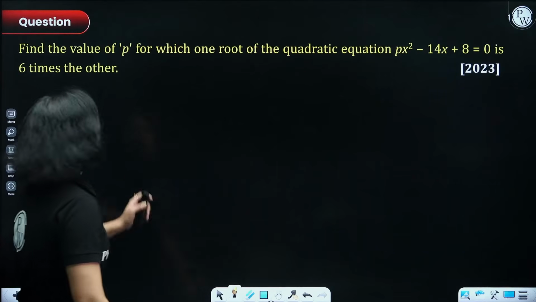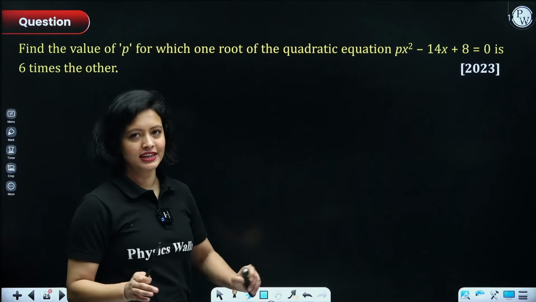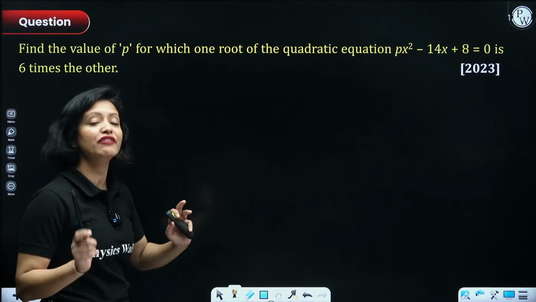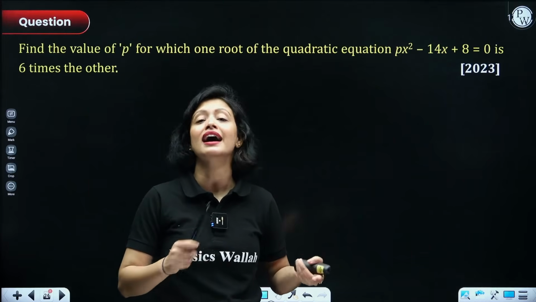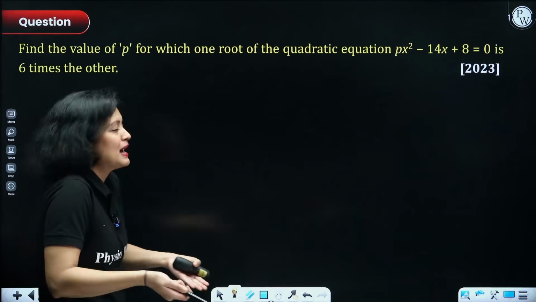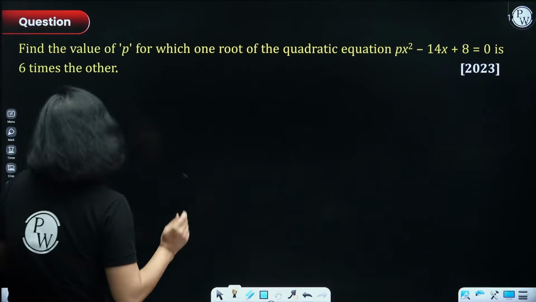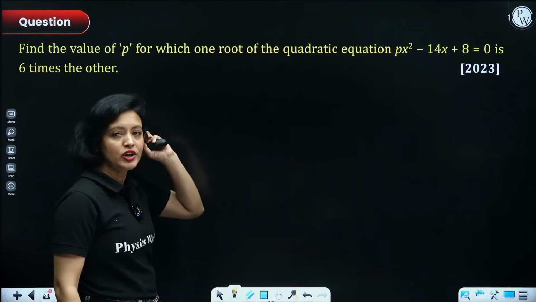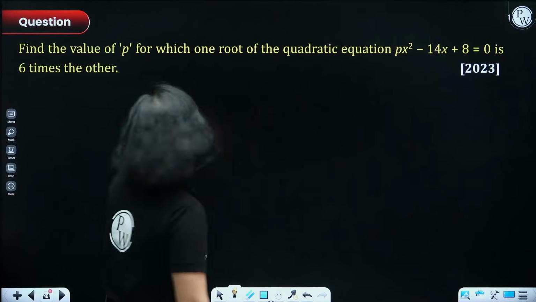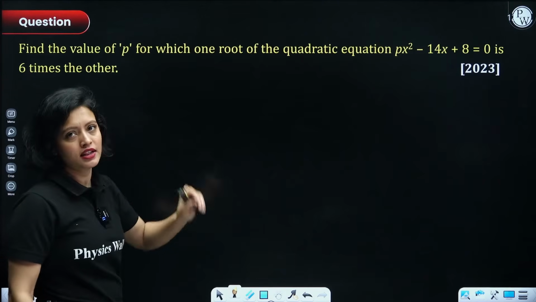Okay, now a pretty basic question, guys. It came in 2023. In fact, this question has come again and again in board exams. Again, a repeated question of board exams. So please pay attention, and a very easy one. Okay, find the value of p for which one root of the quadratic equation px square minus 14x plus 8 is equals to 0 is 6 times the other.